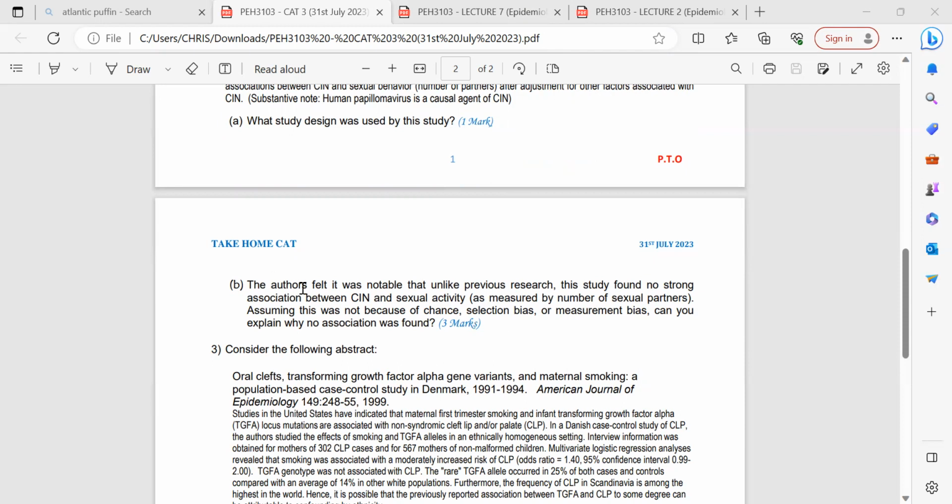Though I was thinking also recall bias can be there, because if you ask me, maybe I'm a sex worker, you ask me the number of partners that I've had, I might not be able to remember. I don't think someone can forget the number of partners.